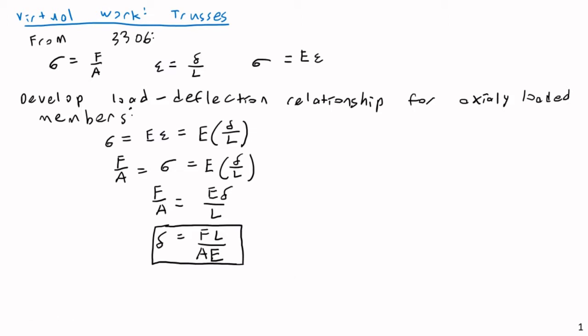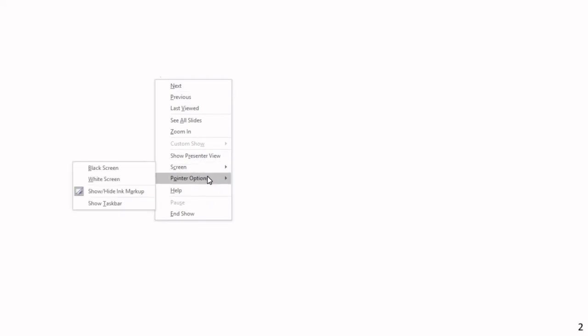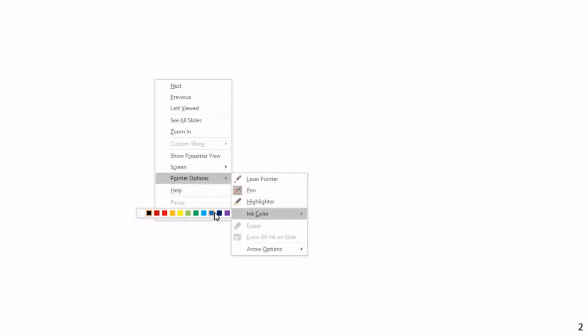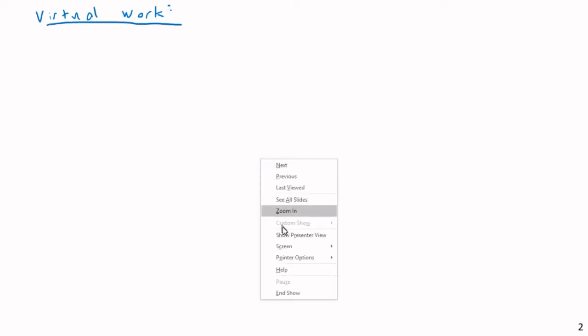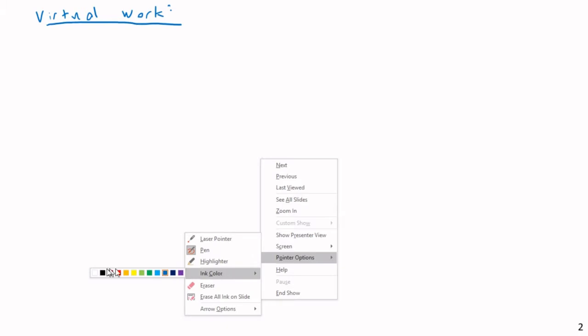Okay, so I want to move on to describing the principle of virtual work, or the principle of work and energy methods for structures. Okay, so virtual work. Let us consider virtual work. So, let's think about this for a moment.